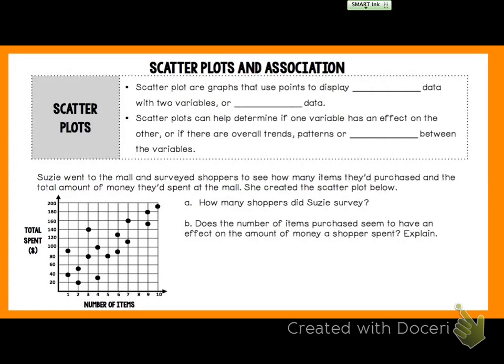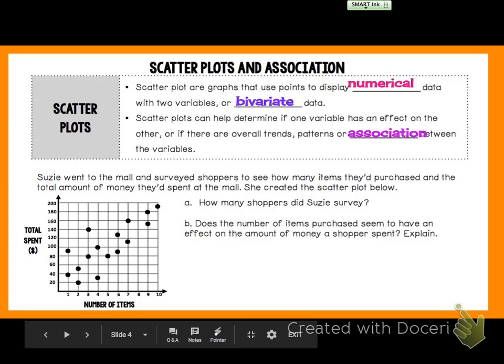Okay, so scatter plots are graphs that use points to display numerical data with two variables, or bivariate data. Bivariate is two variables. Okay, your x and your y. Scatter plots can help determine if one variable has an effect on the other, or if there are overall trends, patterns, or associations between the variables.